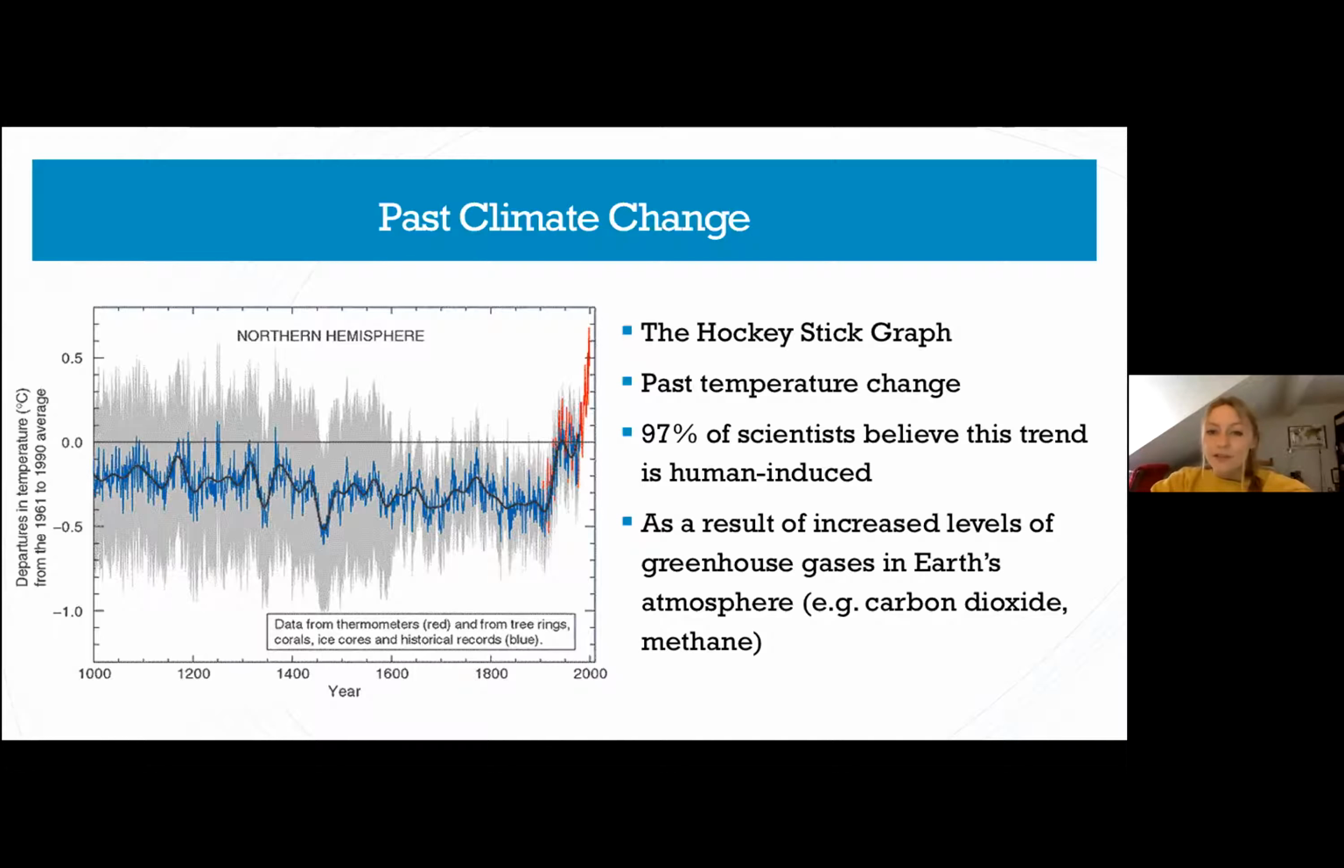So 97% of scientists now think that this is caused by humans and human activities. So it's mostly due to a massive increase in the level of greenhouse gases that we've emitted into the Earth's atmosphere. So these are things like carbon dioxide and methane. After the Industrial Revolution, we started emitting these at a really fast rate, which has caused the Earth to warm because they absorb more of the sun's radiation instead of the radiation just bouncing off Earth and back into space.